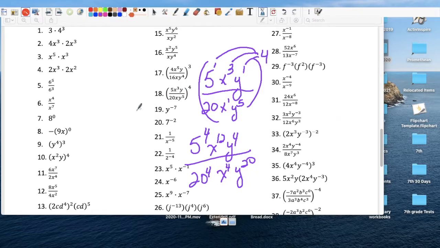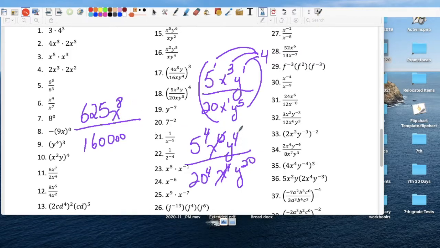We get 625, and I'll write it over here. 20 to the 4th power equals 160,000. There's x to the 12 and x to the 4, right? So there's more x's on top. After simplifying, all these x's at the bottom will be gone, and we're going to be left with x to the 8 on the top.